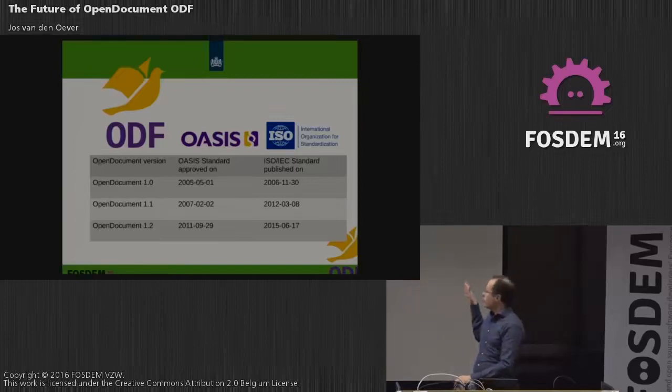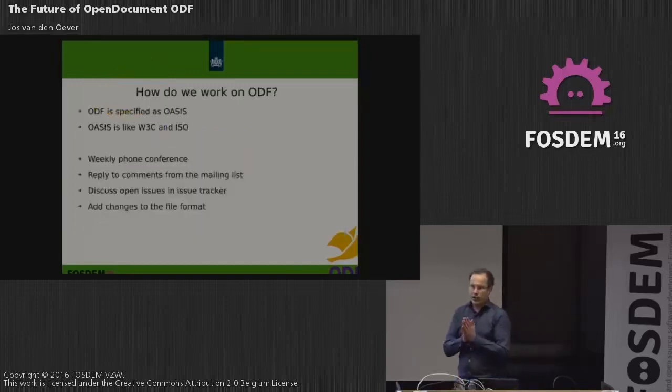ODF is standardized at OASIS. That's where we do all our work. But we also push the standard to ISO, and there it gets another blessing. And that blessing can take quite long. You see that for ODF 1.2 it took slightly less than 4 years to finally get approved, but this year it finally happened. So if you are in a place where you need to have only ISO standards, you can now also use ODF 1.2.